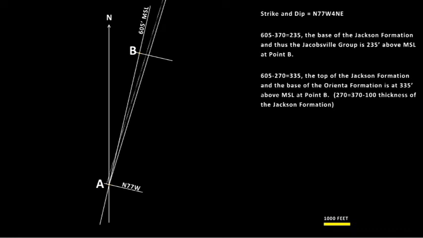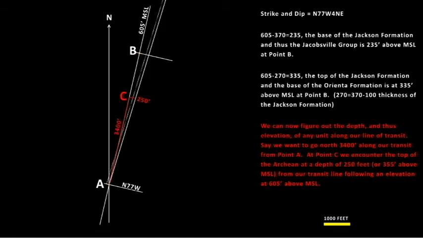So we've constructed this, okay? Now, why? Now, oh wait, before I get into that, okay, here we go. Now we can find along our line of transit any point and get the thickness to the Archean or to the top of the Jackson at any point. And here's point C. We can physically measure this with our protractor too. We don't need to do any math.